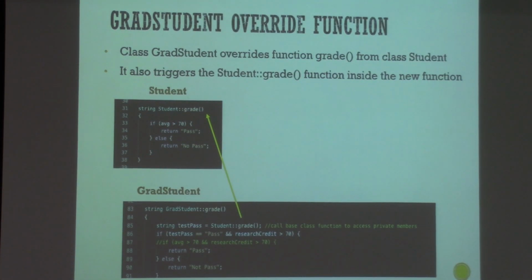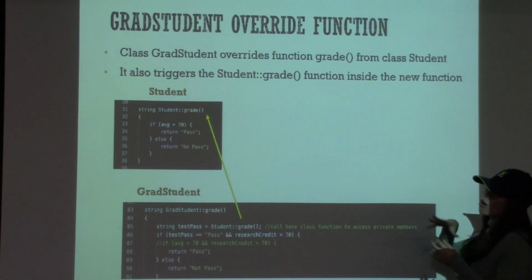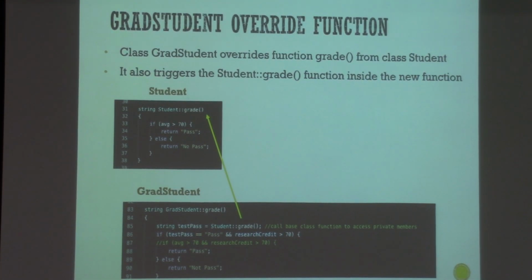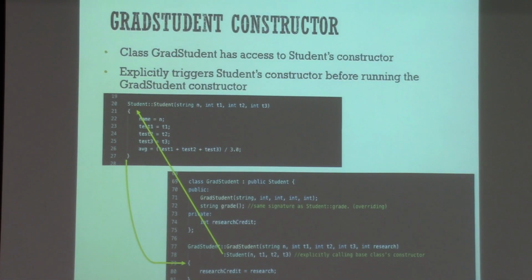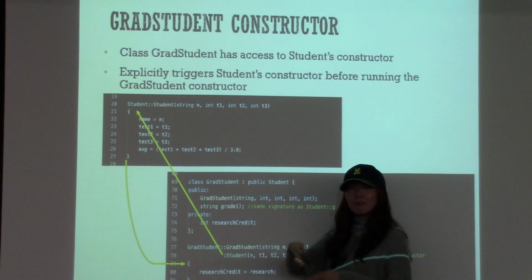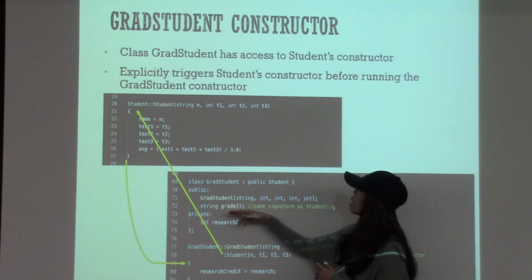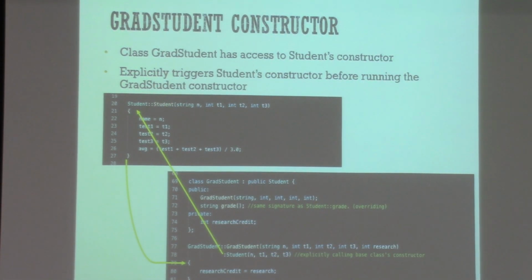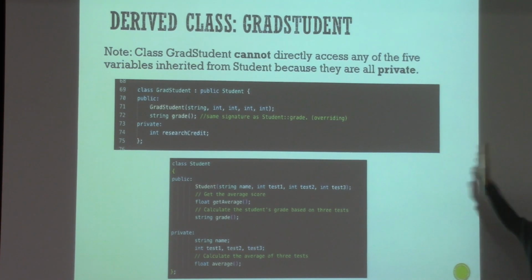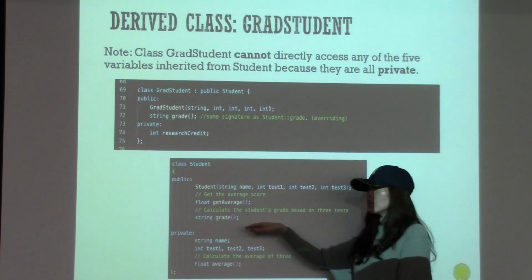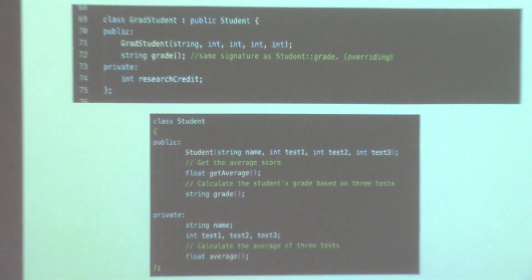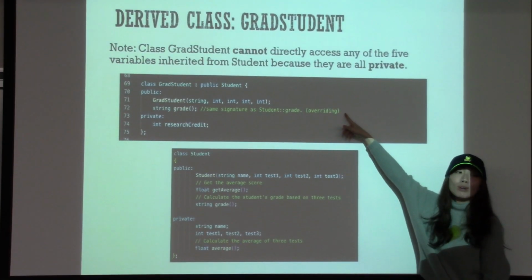Right, now before we go to another example, let's just focus on this example because there is another thing that's happening, which is overriding function, right? What does that mean? In your grad student, we have this, which is I'm defining the same function, same return type, same name, same parameter, as what I have already inherited from the base class here. So base class has its own string grade, same signature, same return type. Exactly the same as what grad student would like to write.